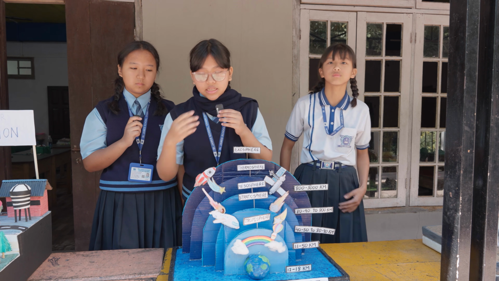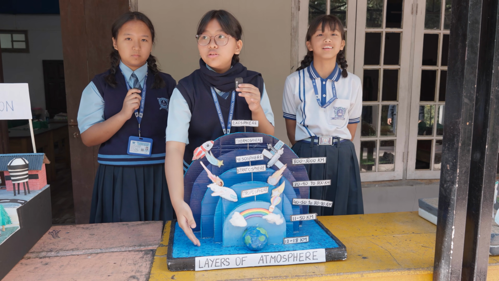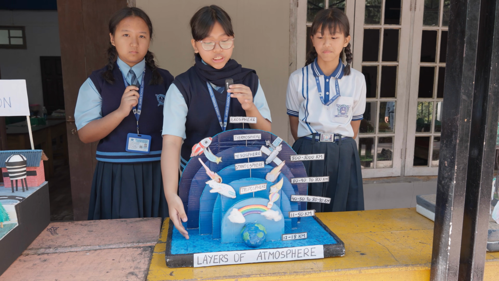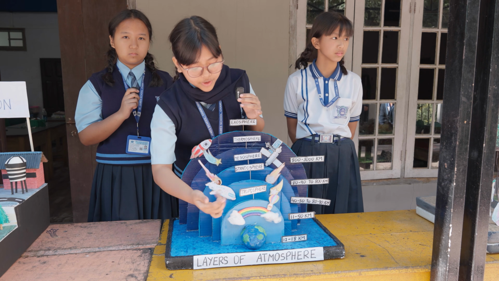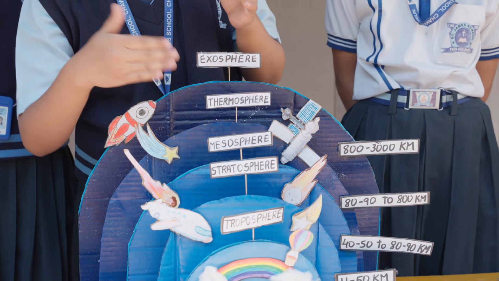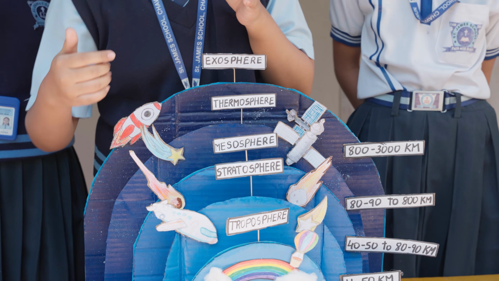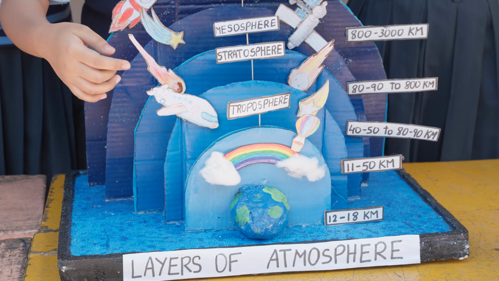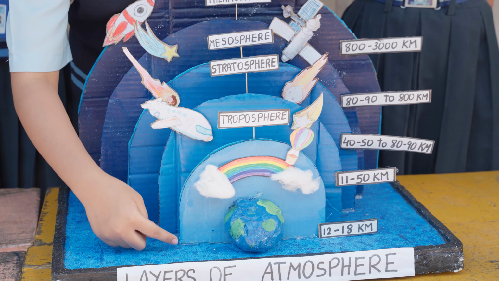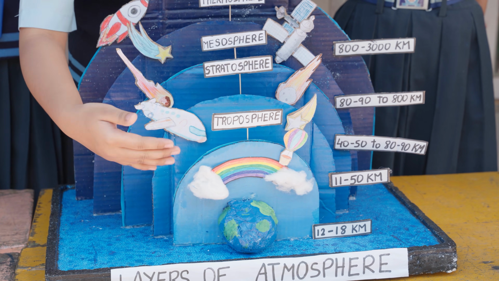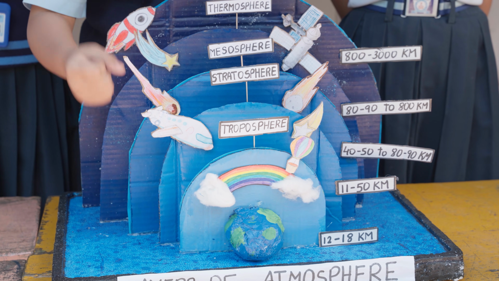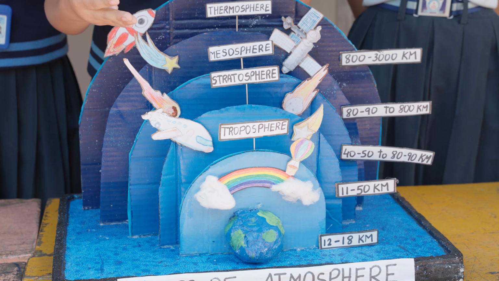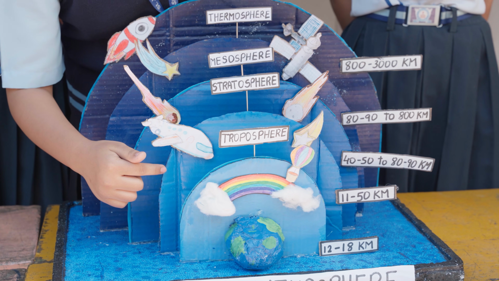As we can see, this is the layers of atmosphere. Layers of atmosphere are the 5 different stages of temperatures, starting from the lowest to the highest: troposphere, stratosphere, mesosphere, thermosphere, and exosphere. Starting from the lowest layer, troposphere. This layer contains living things like humans and animals, and weather phenomena like rains, clouds, rainbows, and storms occur here.